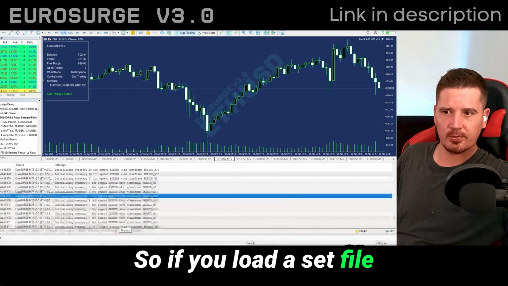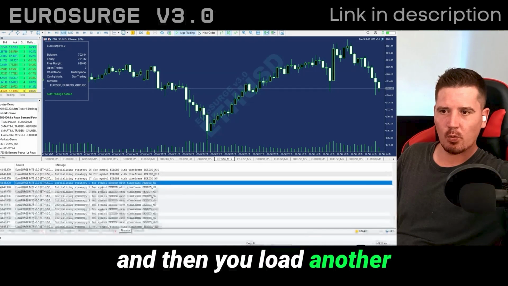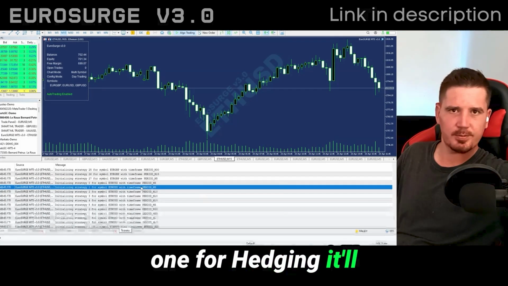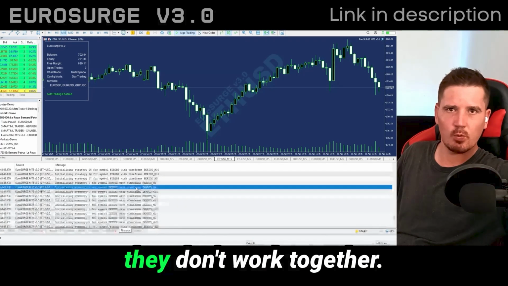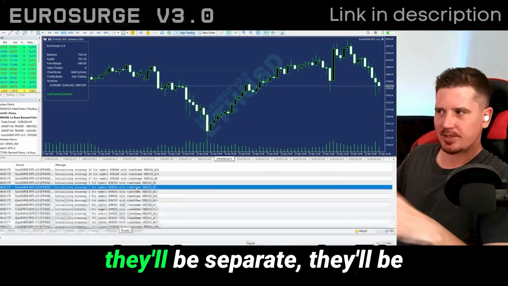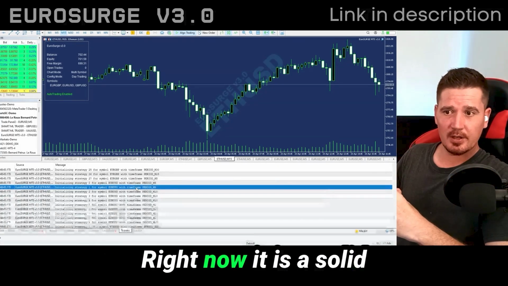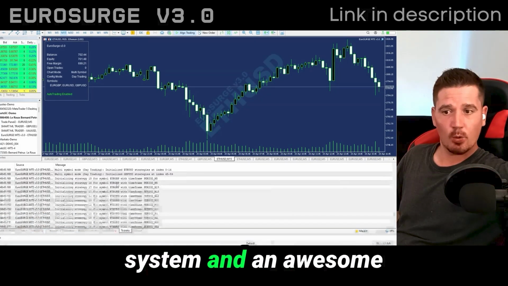So if you load a set file for EURUSD, the FIFO, it'll just be one of these. And then you load another one for hedging, it'll just be the other one. Well, just technically, and they don't work together. They don't work collectively. The FIFO and the hedging, they'll be separate, they'll be independent, and they'll trade whenever they want to trade. Right now, it is a solid system and an awesome formula.